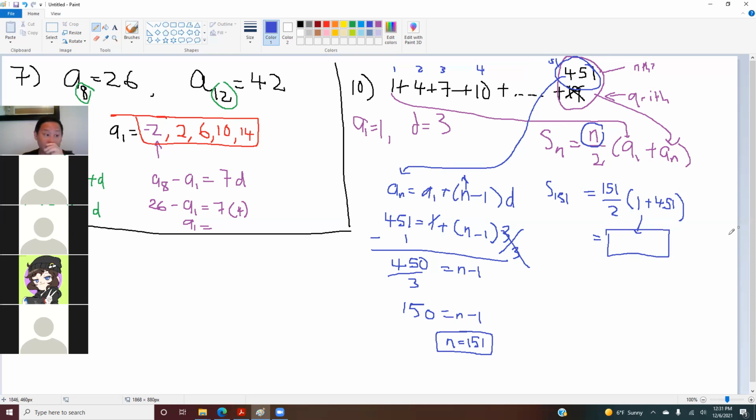Wait, I'm confused. Isn't n supposed to be the last term? Yes, this is the last term. No, n is the number of the last term.